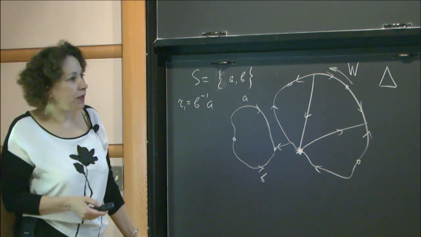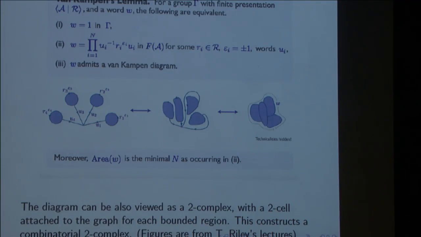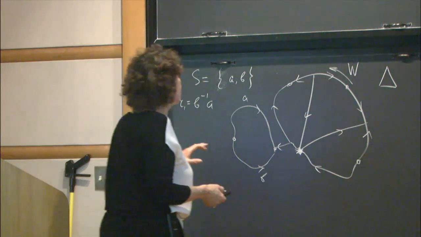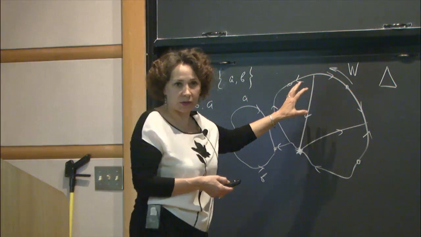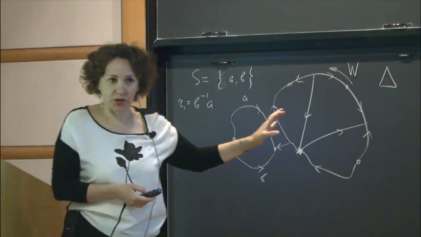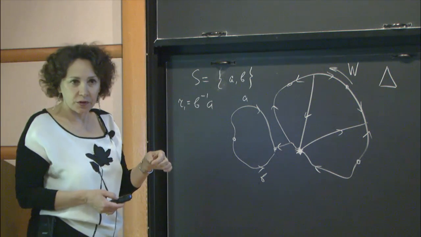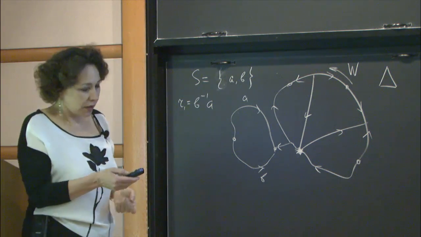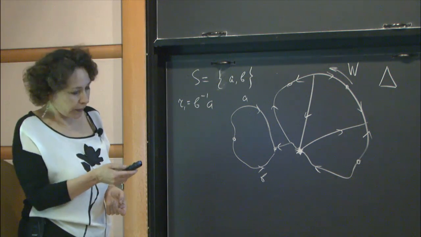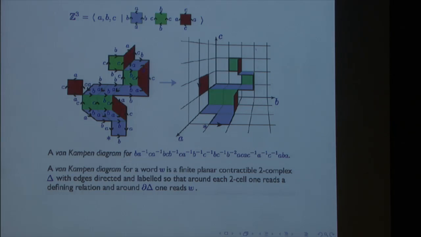We can also view this diagram as a two complex. We can attach two cells to each bounded region, with a boundary corresponding to the relation. So, okay, this is an example.